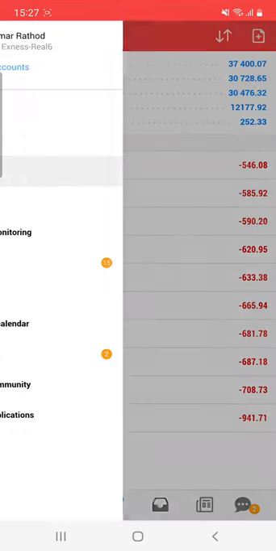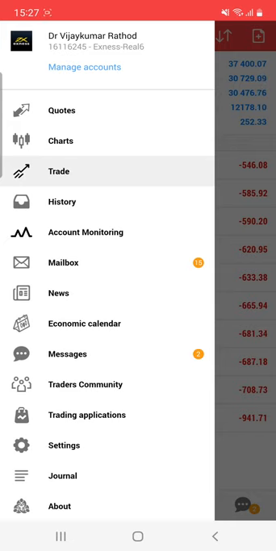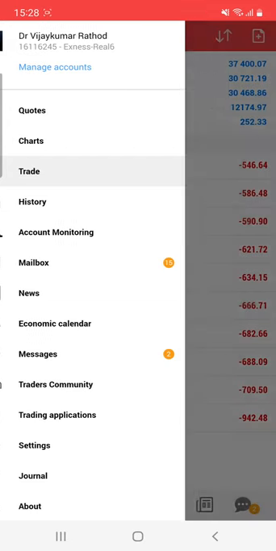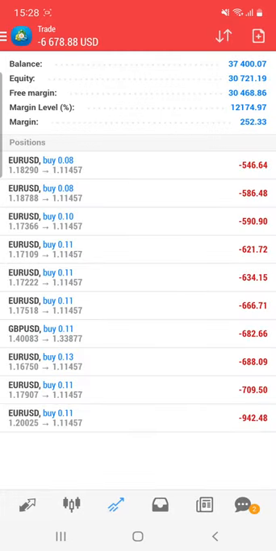Yes, this is the loss account, and you can check the account number, which is 1611 6245 XNS Real 6 account, which is an MT4 account. You are having an MT4 platform, so you can check the details of this account. We took this account on 22nd December, and before that the loss was open 20,000. To be clear, I am repeating once again, the loss was open 20,000.